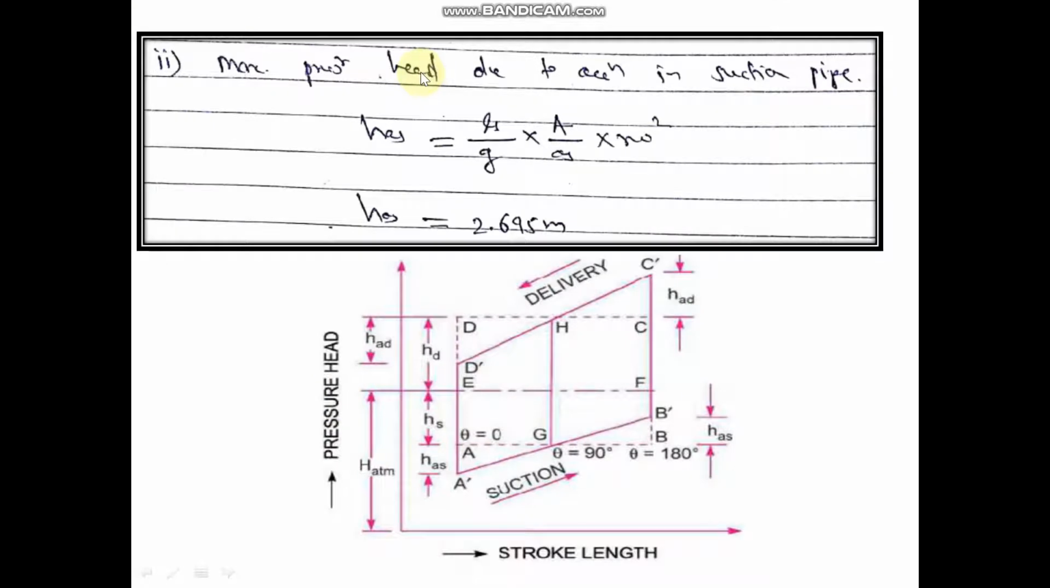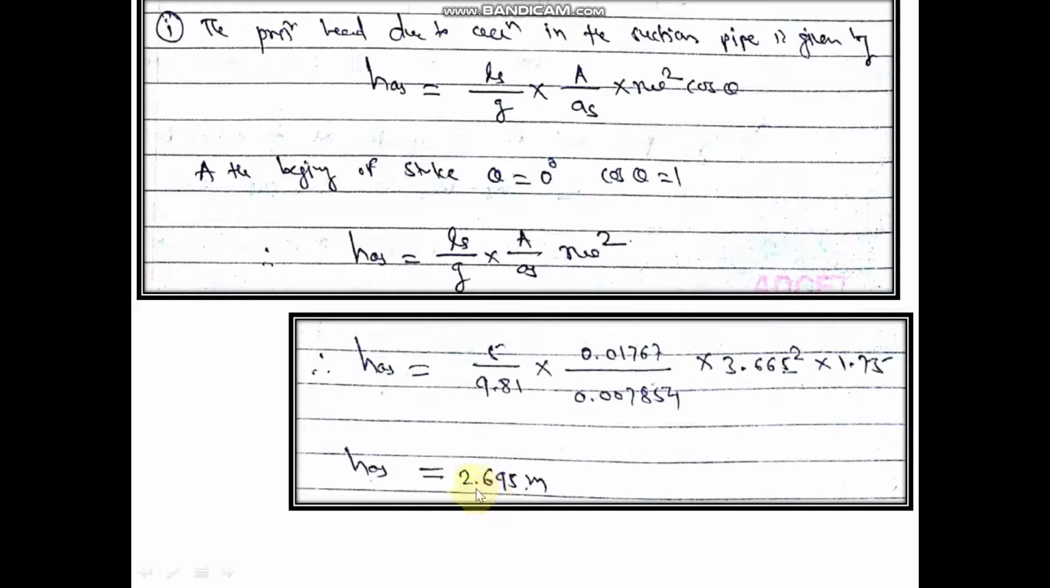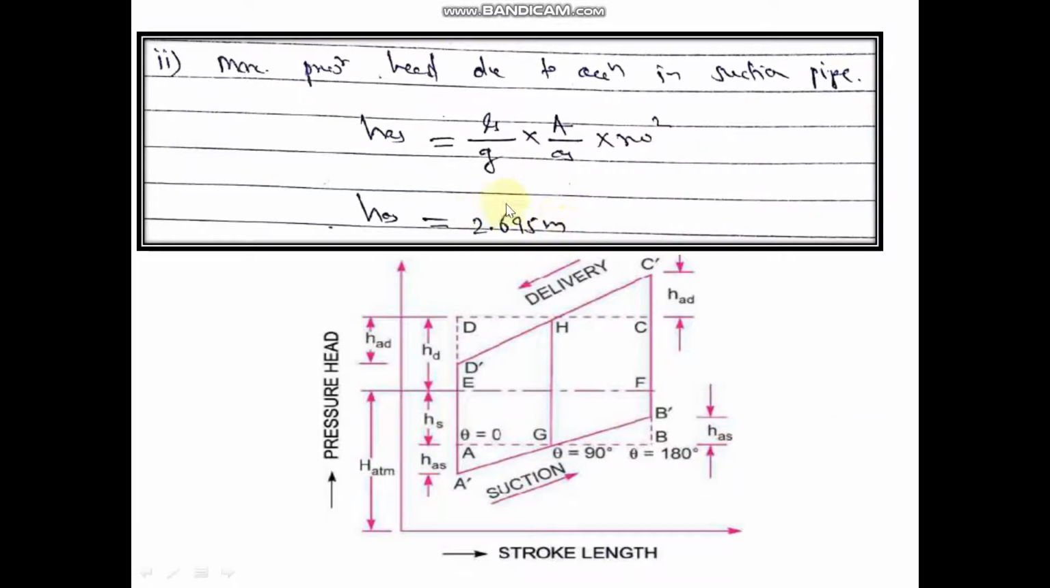Now second problem is to determine maximum pressure head due to acceleration in the suction pipe. Now during suction stroke, the maximum pressure head occurs at the beginning because this value is positive. At middle, the pressure head is 0 and at the end of the suction stroke it is negative. So maximum pressure head due to acceleration is found at the beginning of the suction stroke and whose value we have already determined, which is 2.695 meter, which is written over here.